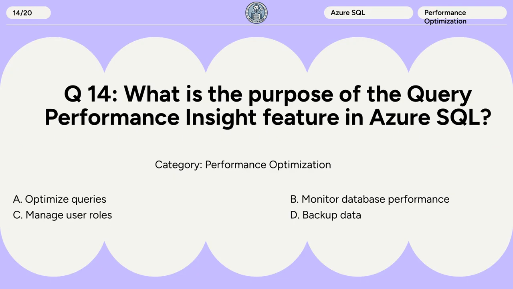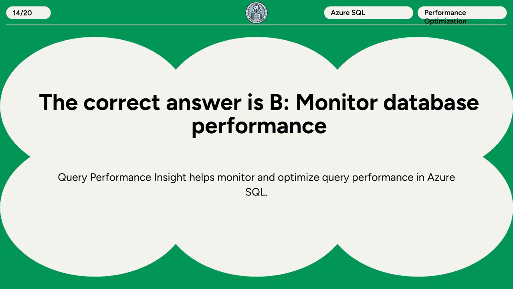Question 14. What is the purpose of the Query Performance Insight feature in Azure SQL? A. Optimize queries. B. Monitor database performance. C. Manage user roles. D. Backup data. The correct answer is B. Monitor database performance. Query Performance Insight helps monitor and optimize query performance in Azure SQL.